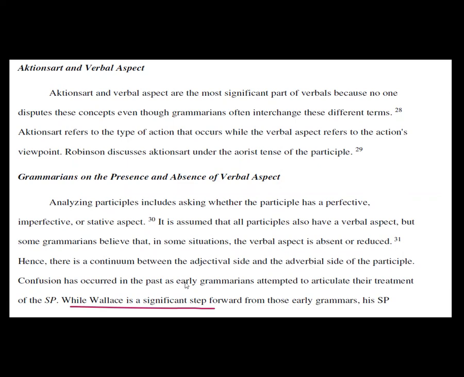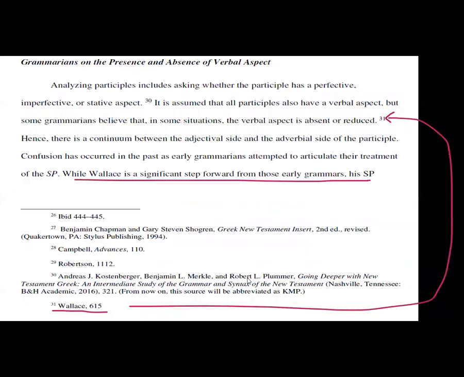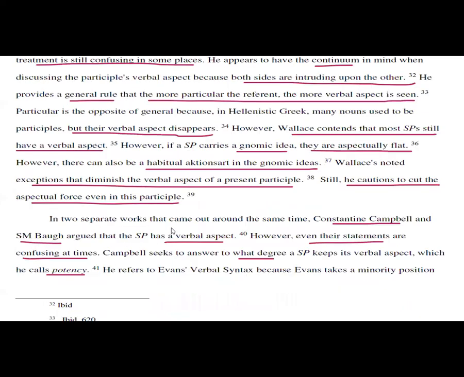Confusion has occurred in the past as early grammarians attempted to articulate their treatment of the substantive participle. While Wallace is a significant step forward from those early grammars, this is where it's talking about Wallace right here. Let me go to the next. His treatment of the substantive participle is still confusing in some places. He appears to have the continuum in mind when discussing the participle's verbal aspect because both sides are intruding upon the other. He provides a general rule that the more particular the referent, the more verbal aspect is seen.